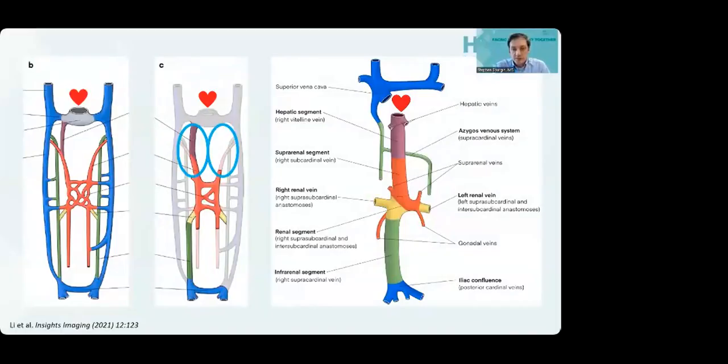So if you have left isomerism, duplicating that left side and absent right side, you will impair the development of some part of the hepatic or suprarenal segments, leading to an interrupted IVC. In this case, the venous drainage of the lower body has to go through the azygos system shown here.